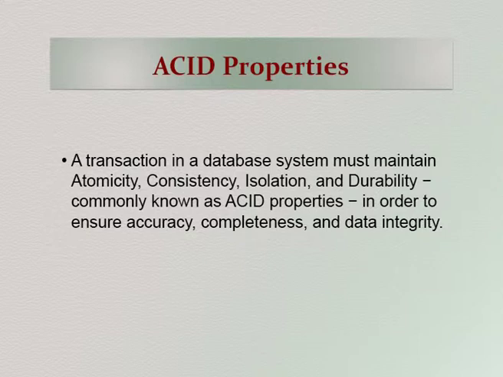Then each and every transaction in the database system must maintain some properties. Those properties are called ACID properties. ACID is short for atomicity, consistency, isolation and durability. Commonly, these four terms are clubbed together and shortened to ACID properties. In order to ensure accuracy, completeness, integrity and consistency, these properties need to be defined on any transaction. So, let us start with the definition of atomicity.